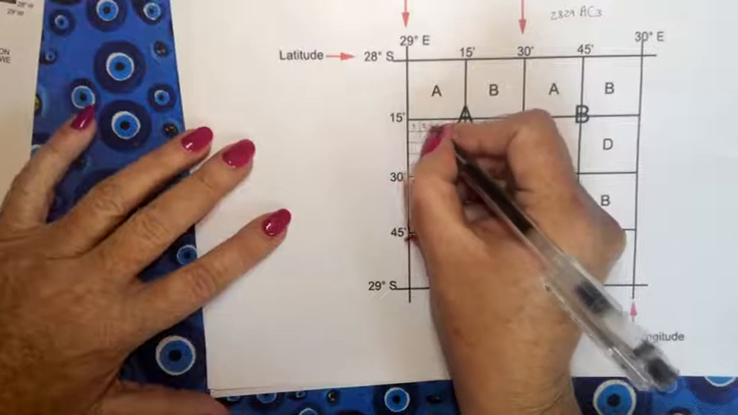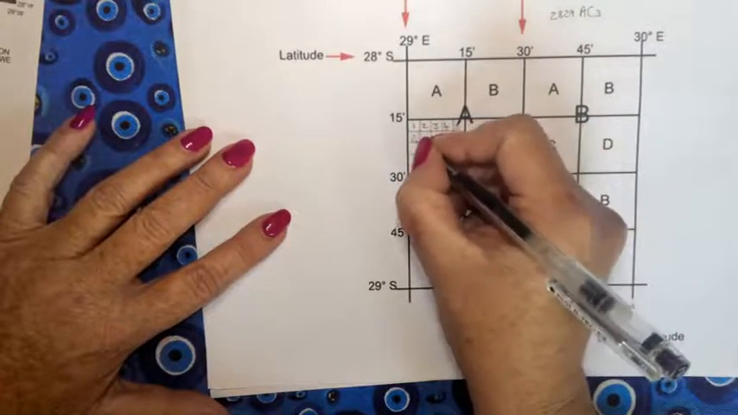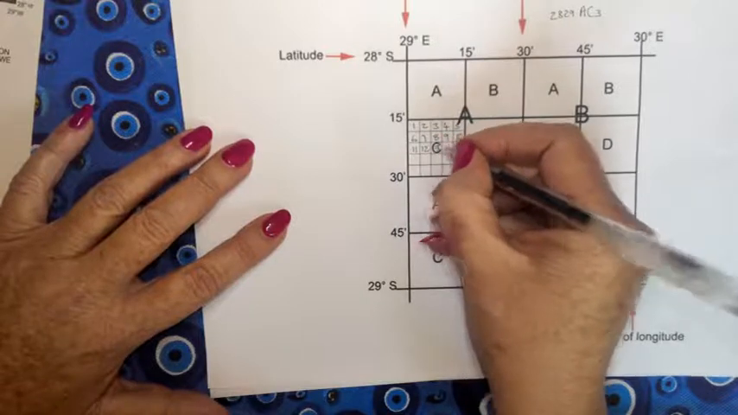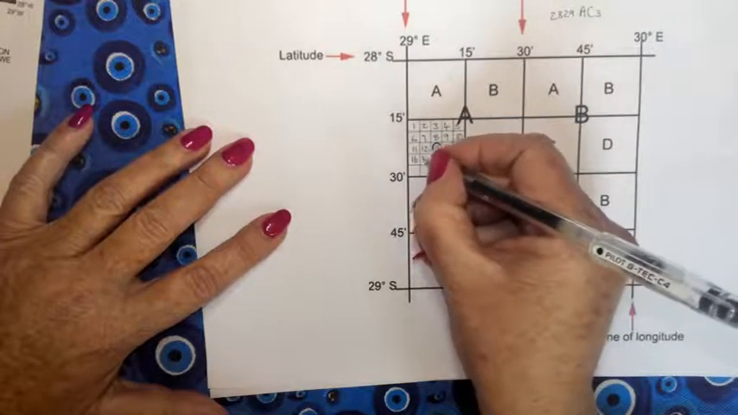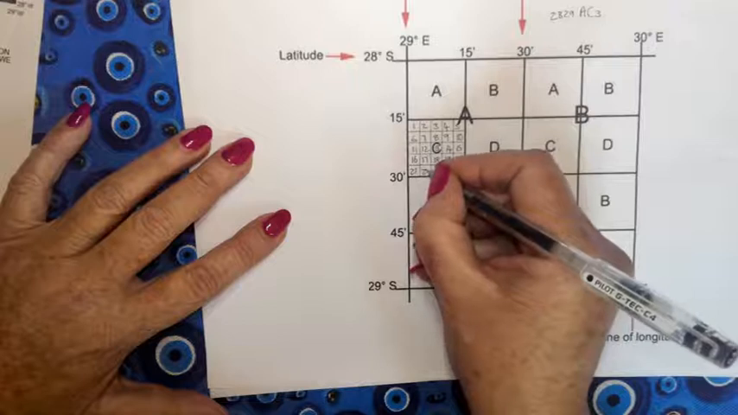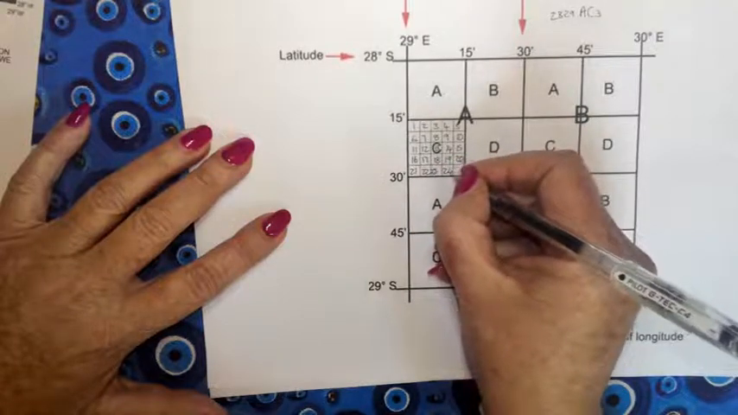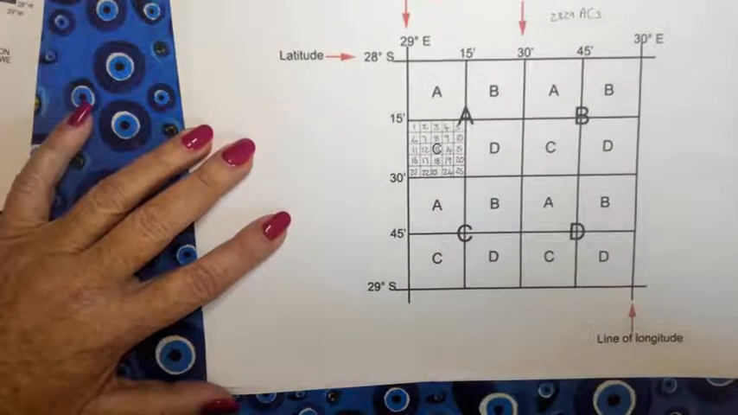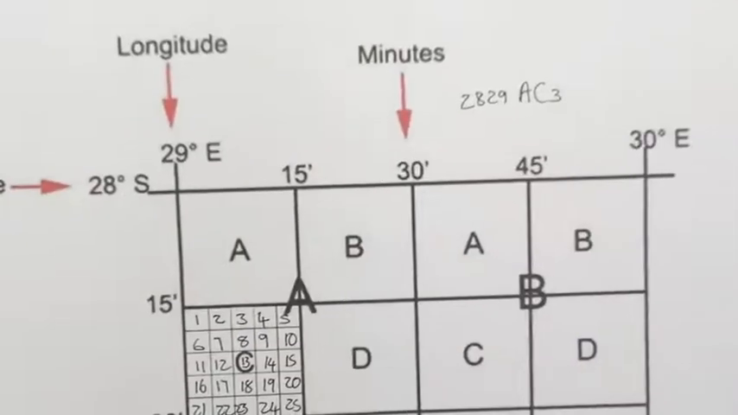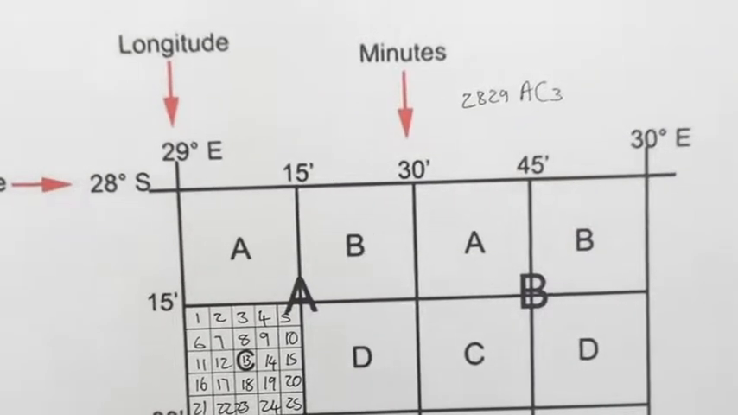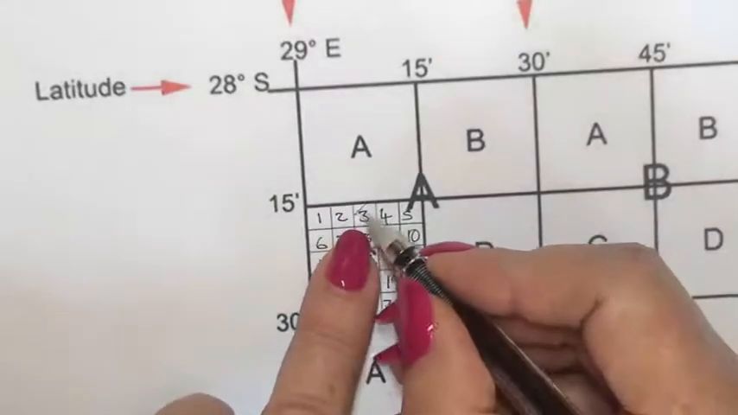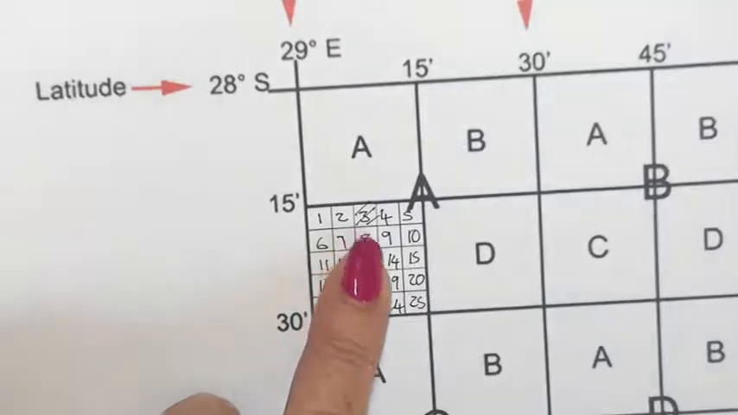So this will be number 1, 2, 3, 4, 5, 6, 7, 8, 9, 10, 11, 12, 13, 14, 15, 16, 17, 18, 19, 20, 21, 22, 23, 24, and 25. I'm going to zoom in a bit so that you can see the numbering clearly. So the 28-29 AC3 Harry Smith Orthophoto, 28-29 AC, and can you see there? That's the location of the orthophoto.